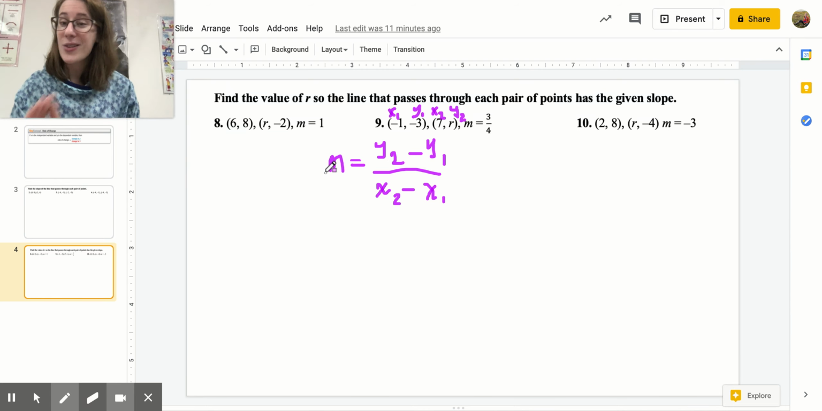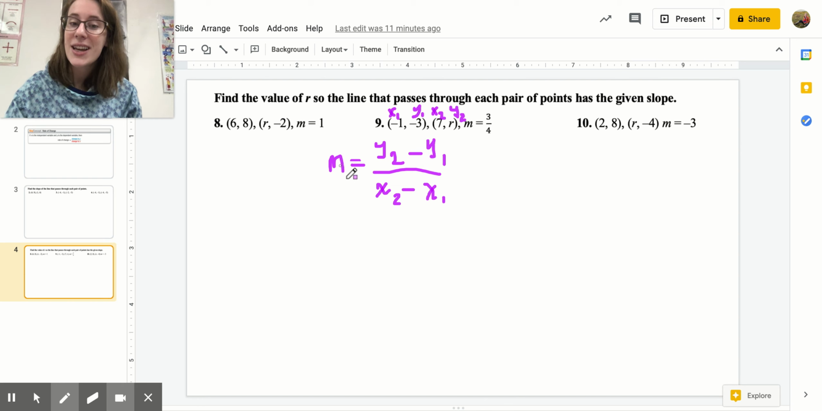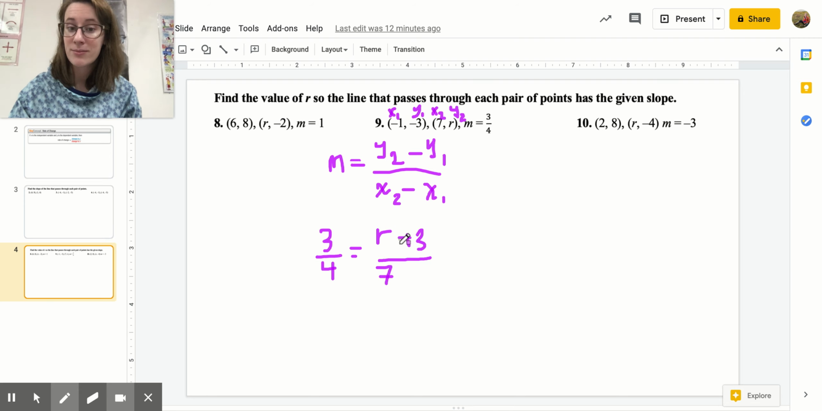So I'm going to plug everything I know into this equation. In this case, I have m, which is 3/4. Then I also have my y sub 2, it says is r. So I'm just going to put in r. Minus my y sub 1, which was -3. Minus a negative becomes positive. Then we have x sub 2, which it says is 7. And then we have minus -1, which is +1.